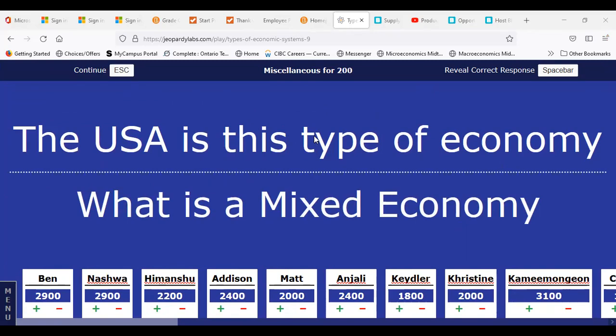Good try though. That was a good try. Kameem, Ben. Good try, everybody. It's a hard question. The reason is because there's a mix of government and private enterprise. There are certain government companies and then there are private companies. It's kind of like Canada. Canada Post, the LCBO, are government enterprises, and then they have all the private companies. So both are mixed economies.